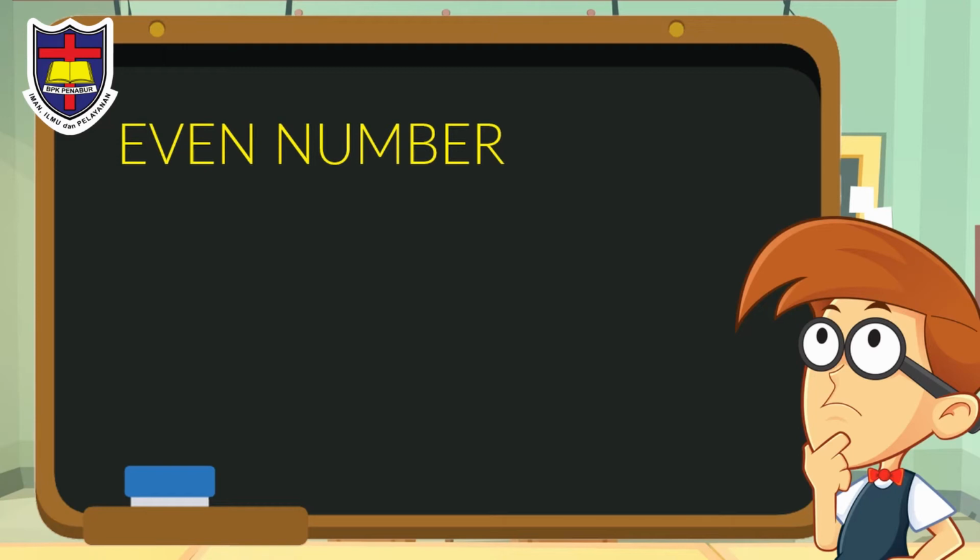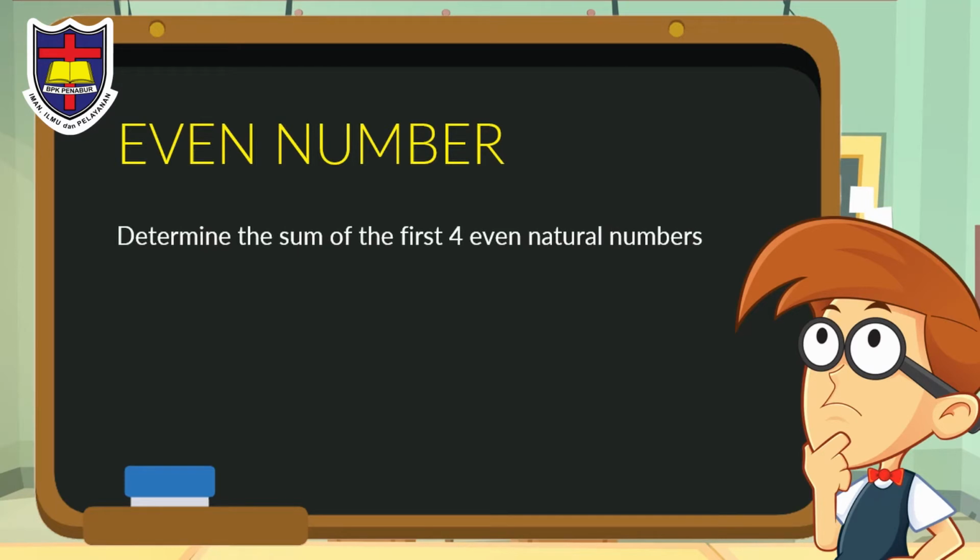Okay, so for our next number pattern, we will talk about even numbers. So how can we determine the sum of the first four even natural numbers? It's the same, we can list the first four even natural numbers: 2, 4, 6, and 8. So 2 plus 4 plus 6 plus 8 equals 20.